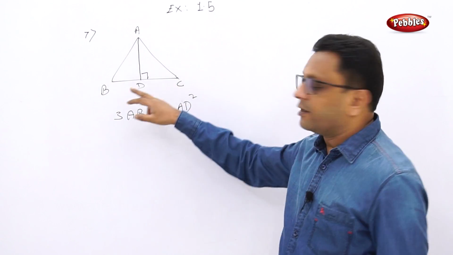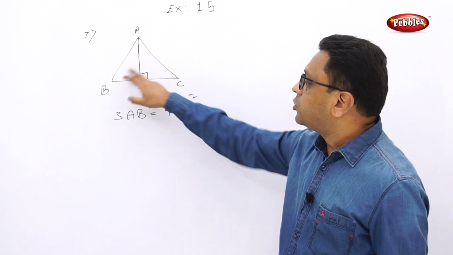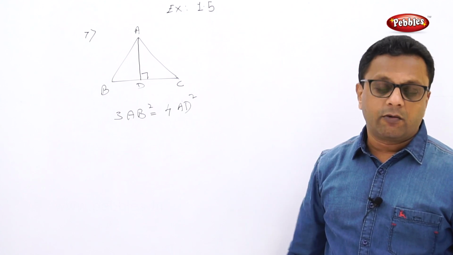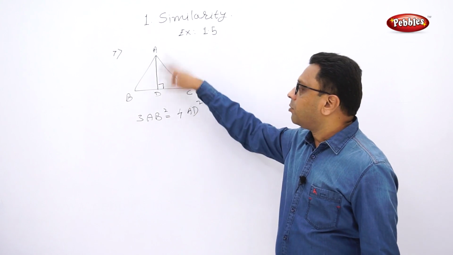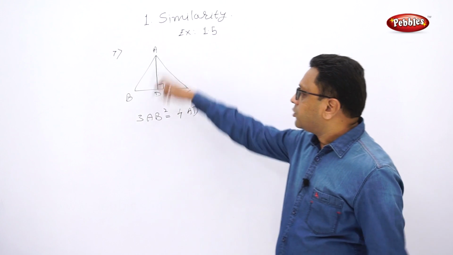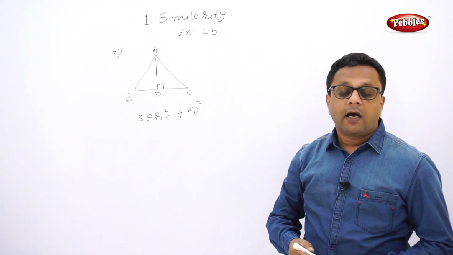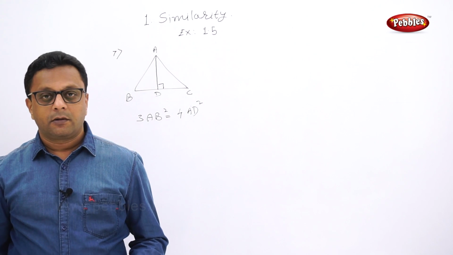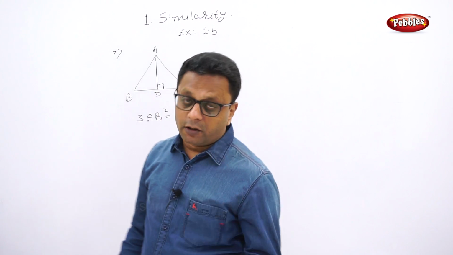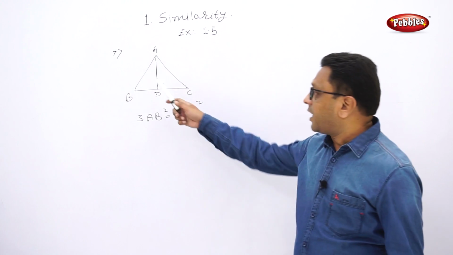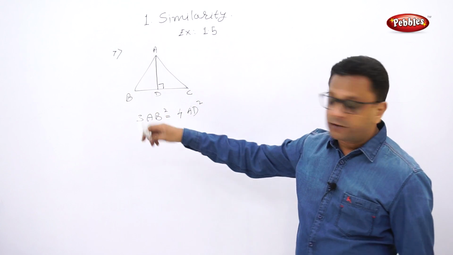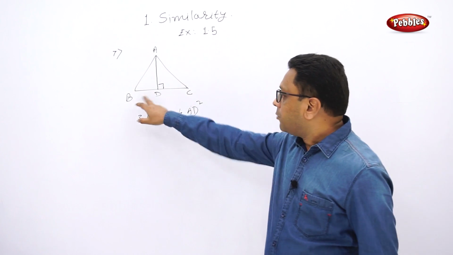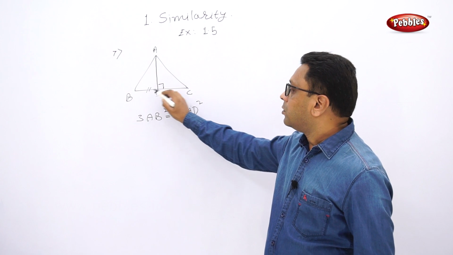This is the equilateral triangle. So now in these two triangles, both hypotenuses are equal, since it is an equilateral triangle, and this is the common side. Hence triangles ABD and ADC are congruent by the side hypotenuse theorem, which you already learned in 9th standard. So by the congruency of triangles, BD is equal to DC.